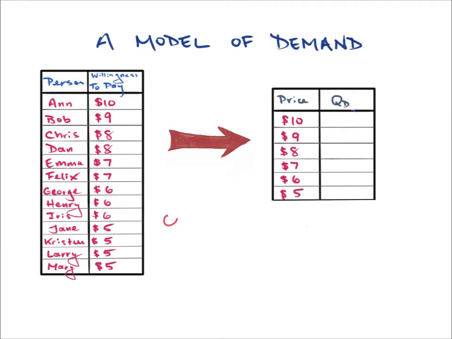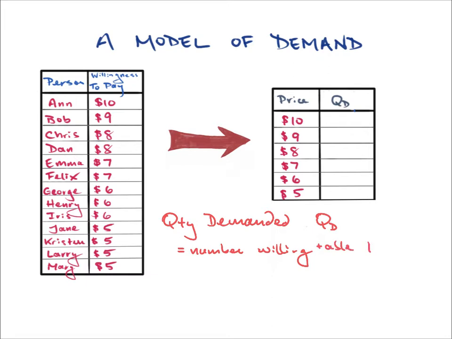And quantity demanded, okay, and I'm denoting that using the notation Q with a subscript D. Quantity demanded is the number willing to purchase something, willing and able to purchase at a price.